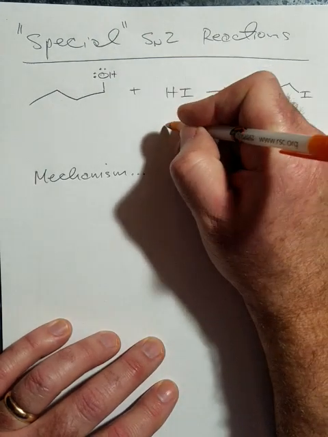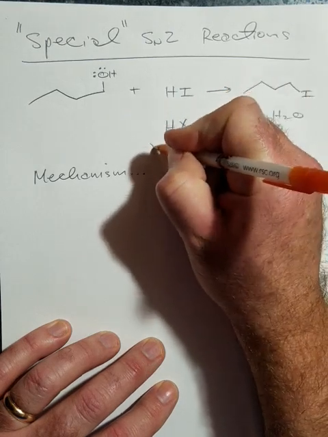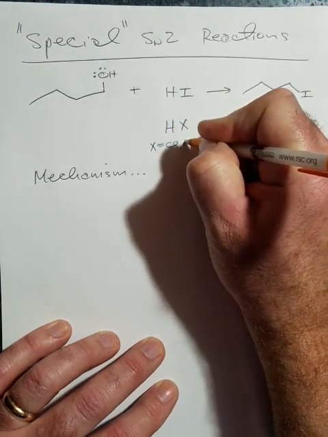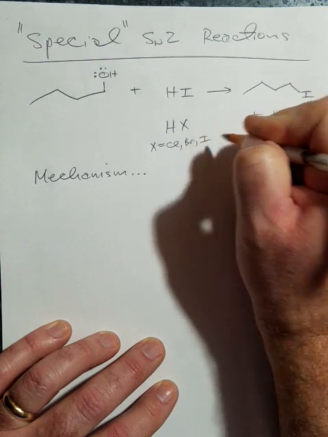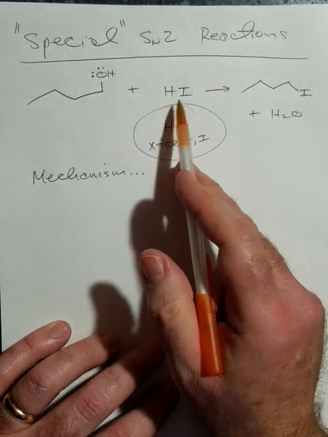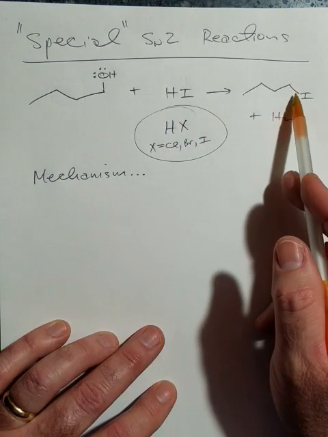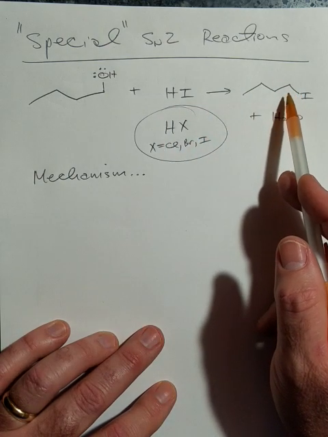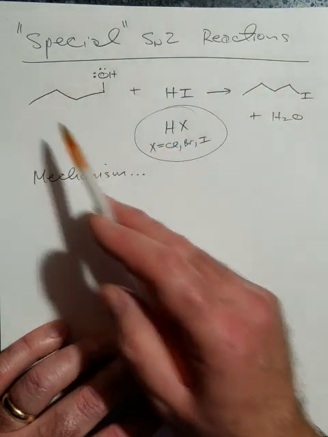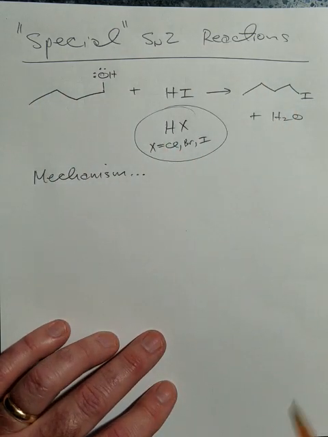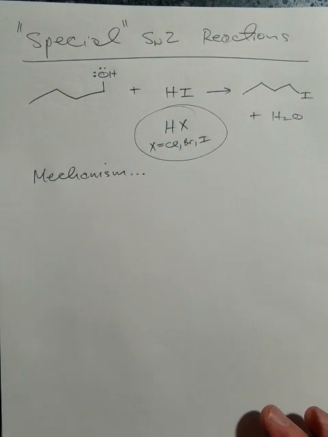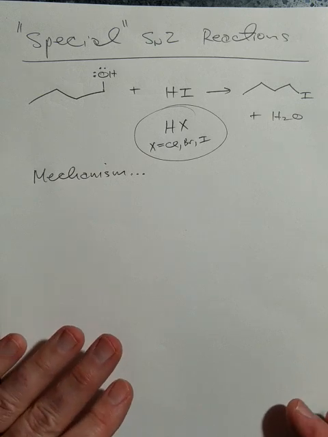So we can write here HX, where X is either chlorine, bromine, or iodine. All of those would be acceptable. This particular reaction uses HI. And we're going to form a 1-iodobutane. This overall reaction will involve an SN2 reaction, but at first glance it looks like that shouldn't be the case.